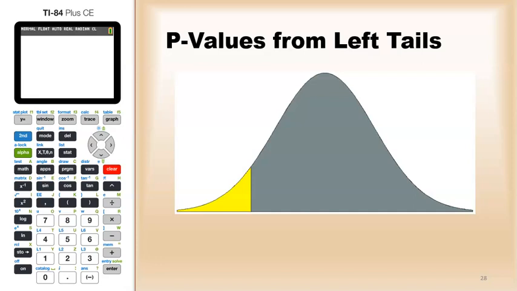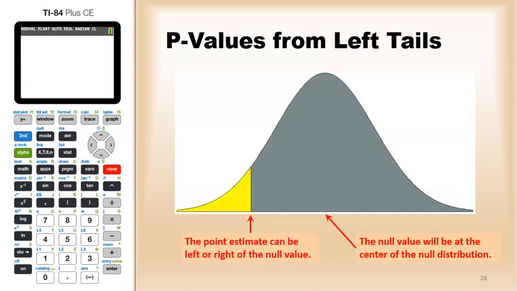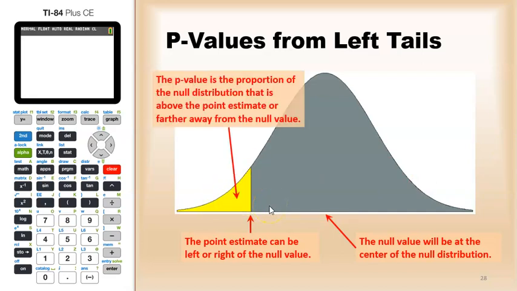Now, if our alternative happened to be a proportion less than whatever the null value is, then we're looking at this kind of a graph. The middle of the graph is always going to be the null value. So the null value is always going to be in the middle of these distributions. We locate what the point estimate is, and then everything that's above it and away from the center, so the yellow shaded part right here, this is the p-value. The p-value is basically the proportion of the null distribution that is above the point estimate or farther away from the null value.